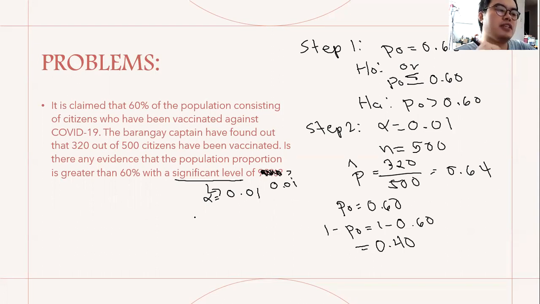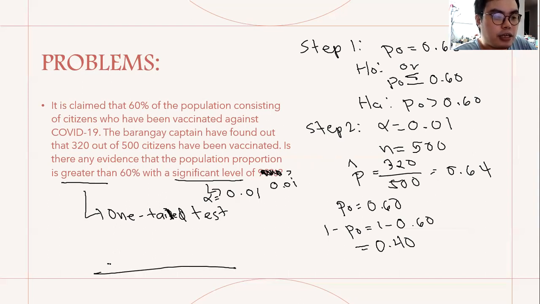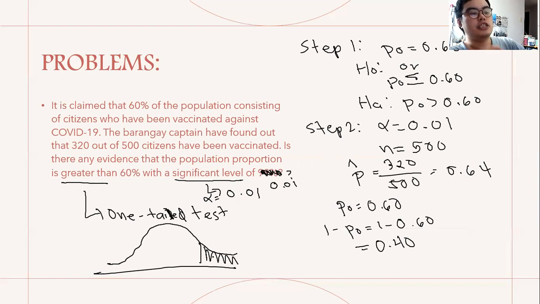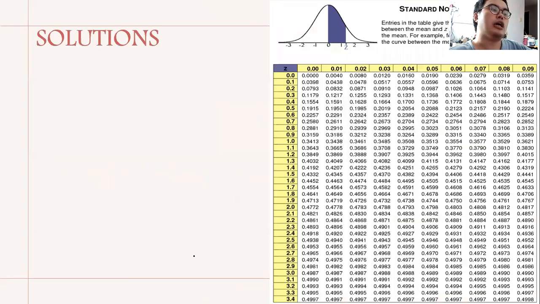We need to identify if it's one-tailed or two-tailed. Since there is a distinct or specific comparison, which is greater than, we can indicate that this is a one-tailed test. In terms of the graphical representation of the normal curve, the right side is the rejection region. This is a right-hand test since the alternative hypothesis states that the population proportion is greater than 0.60. So now we're going to identify the critical region.